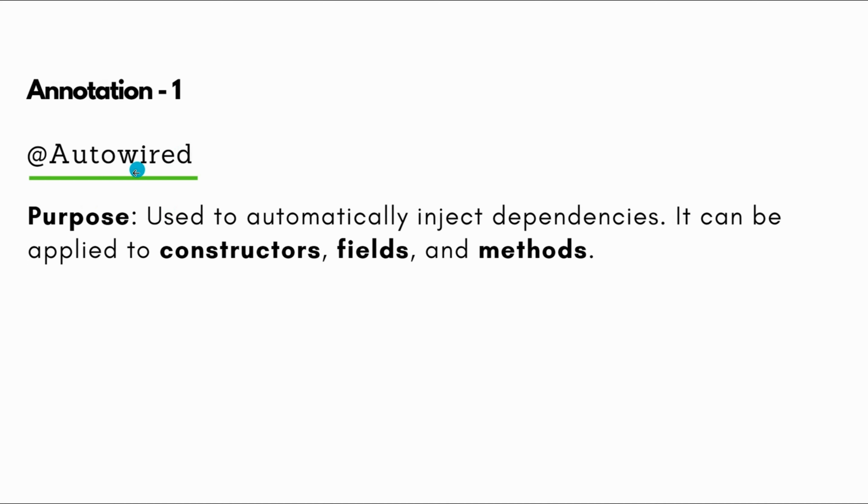The purpose of this Autowired annotation is to automatically inject dependencies, and it can be applied on the constructor, field, and methods. So the very high level idea of the Autowired annotation is whenever we want to inject a dependency, then we use the Autowired annotation. Now let's see a code example and how we can use the Autowired annotation.